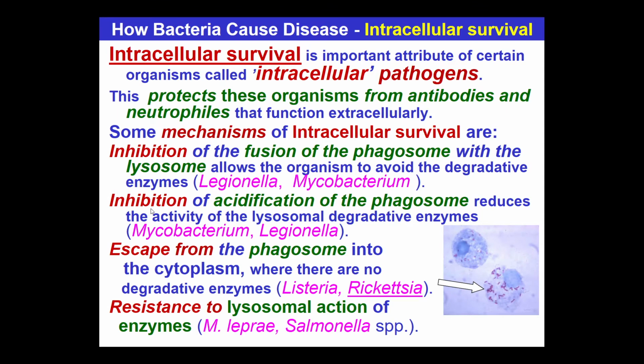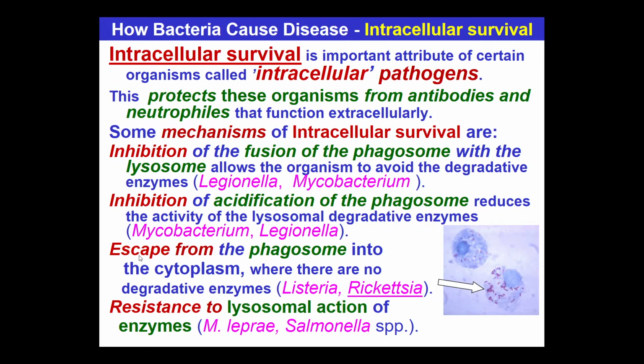The second mechanism of intracellular survival is inhibition of acidification of the phagosome. This inhibition of acidification of the phagosome reduces the activity of the lysosomal degradative enzymes after fusion of the lysosome to the phagosome. This is also typical for Mycobacterium and Legionella.